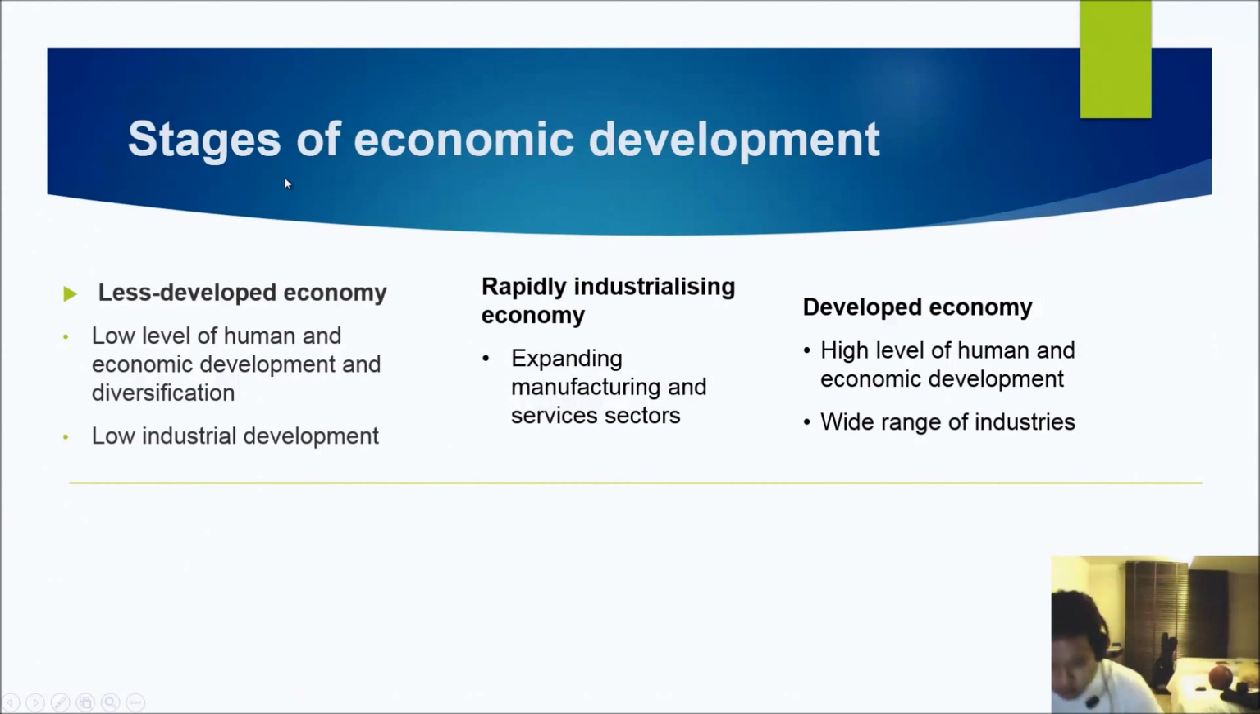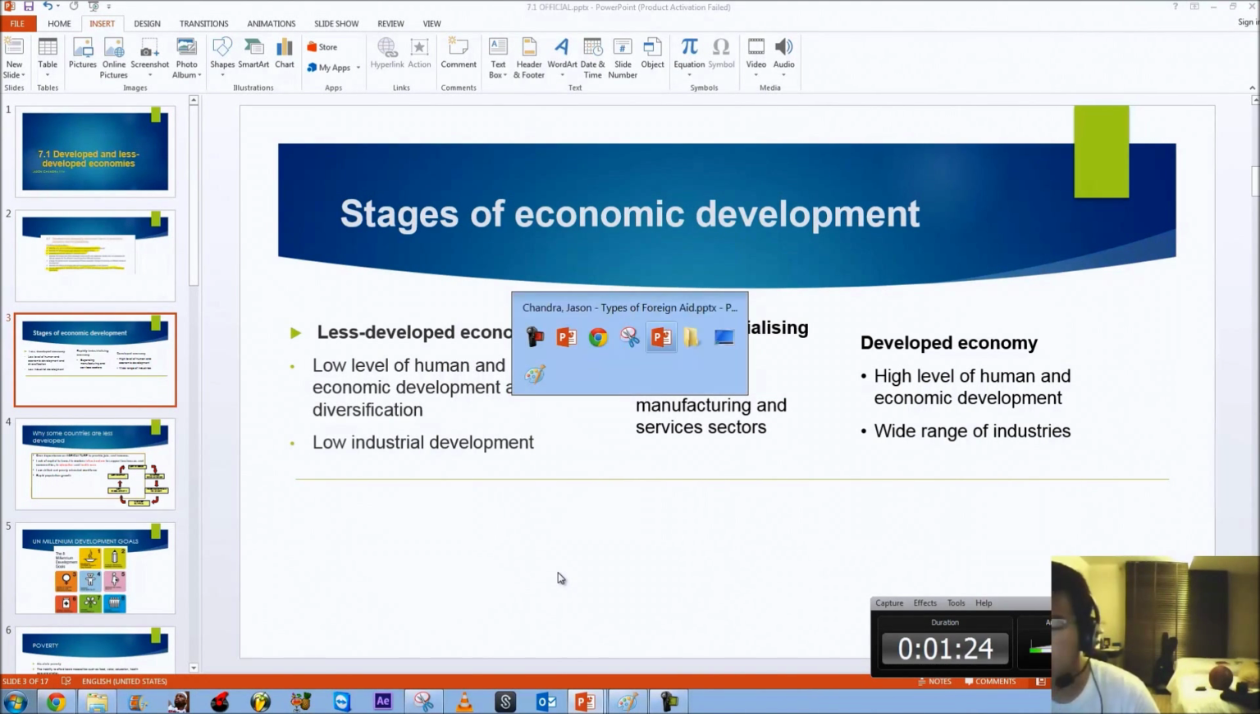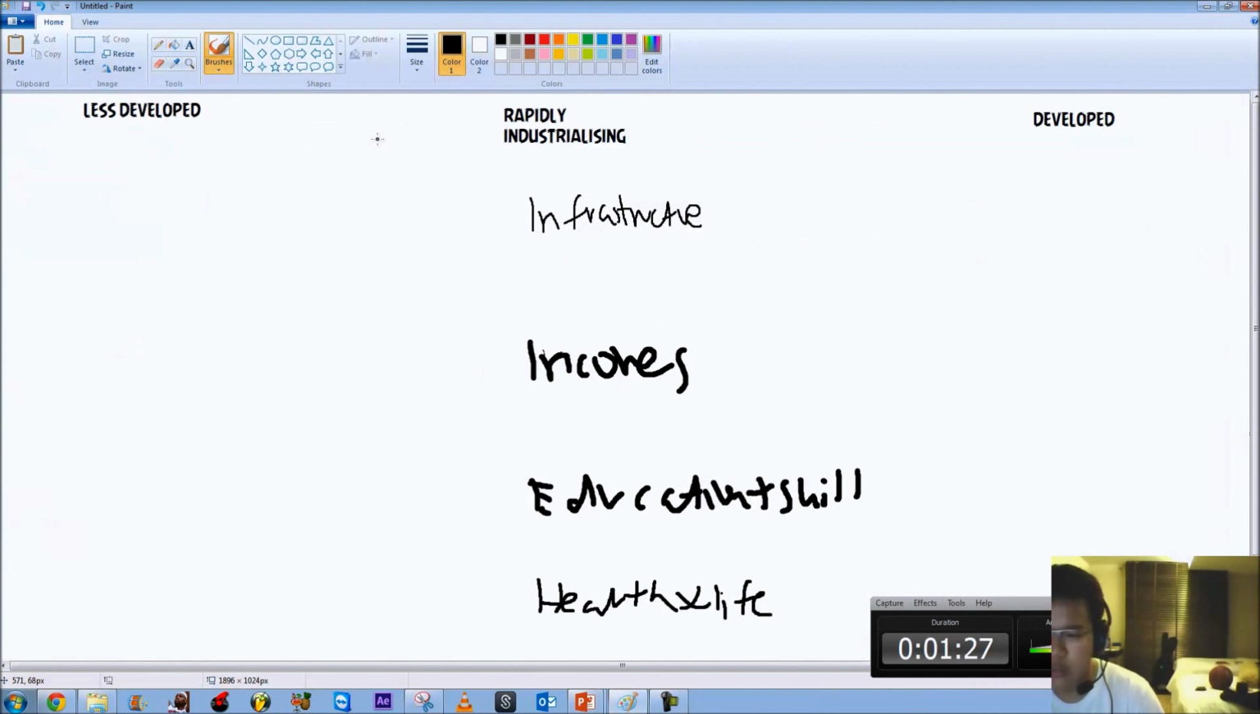Okay, so let me start it off with the stages of economic development. There are 3 different stages. There's the less developed economy, rapidly industrializing economy, and developed economy. So less developed economy has low level of human and economic development and diversification, low industrial development. A rapid industrializing economy has expanding manufacturing and services sectors, and a developed economy has high level of human and economic development, wide range of industries. And this is not it. There is much more, but I will demonstrate this on paint, as there is the chain effect sort of thing.